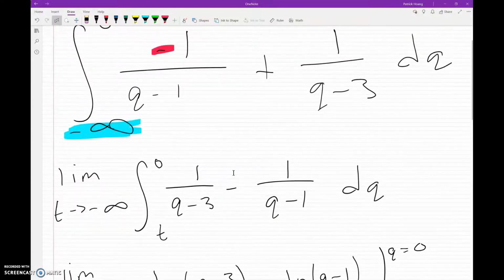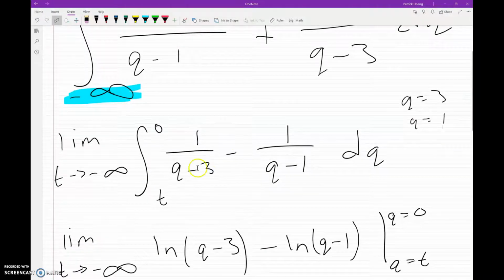Now, you should notice that at q equal to 3 and q equal to 1, our integrand is not defined. But we don't have to worry about those values for q because we're only integrating from negative infinity to 0. So these values of q don't show up in the area. So that's good.